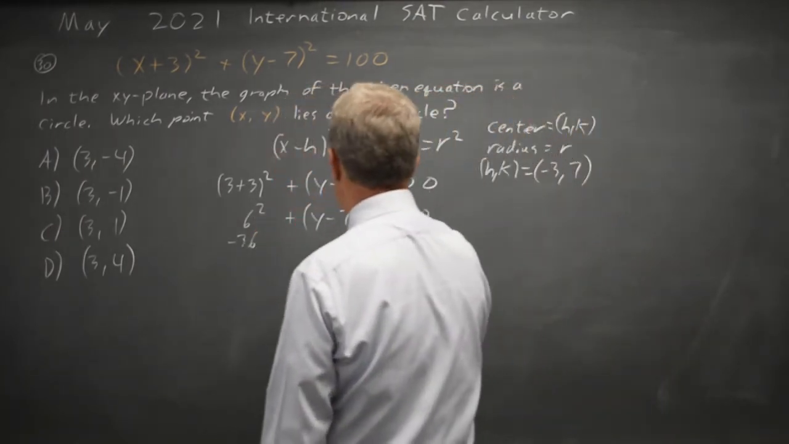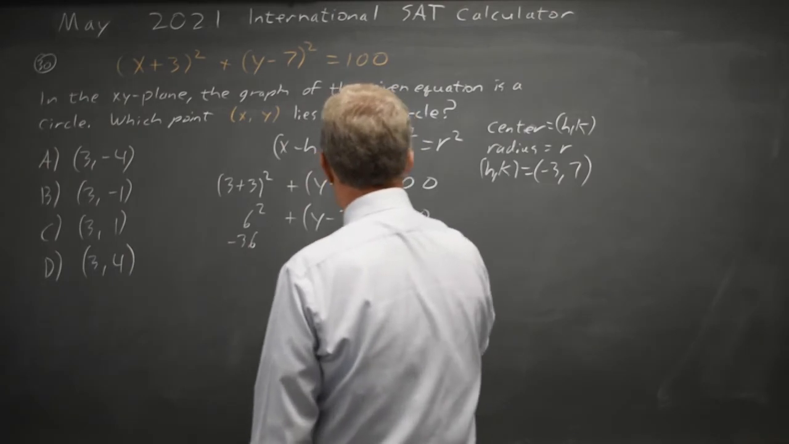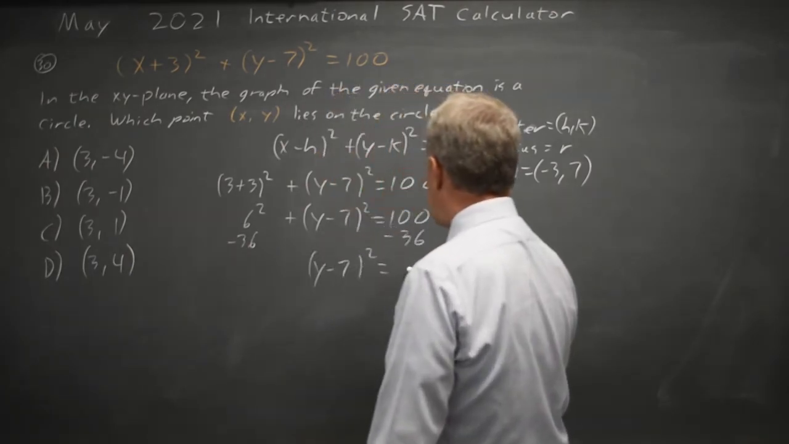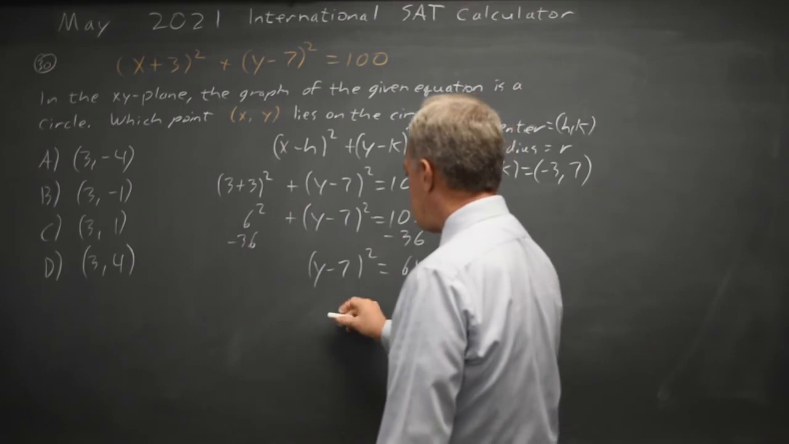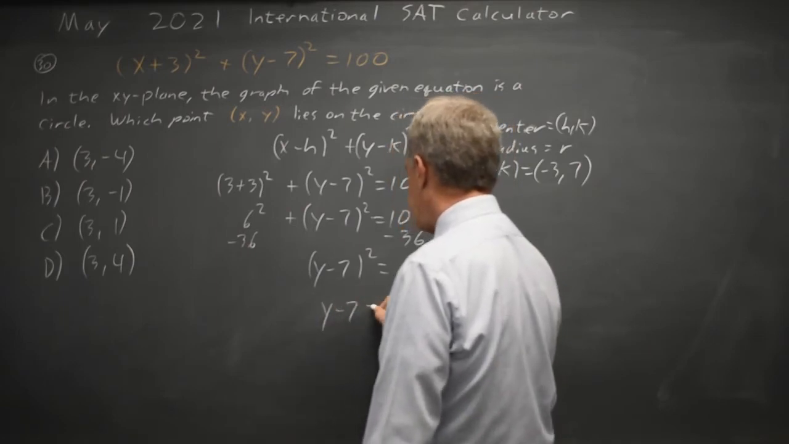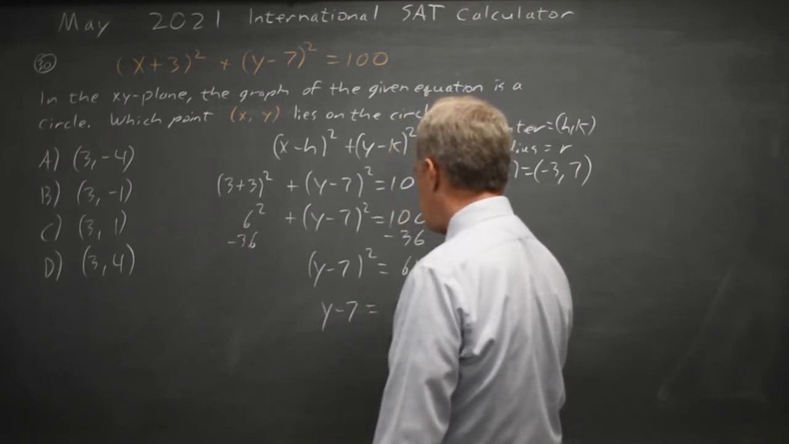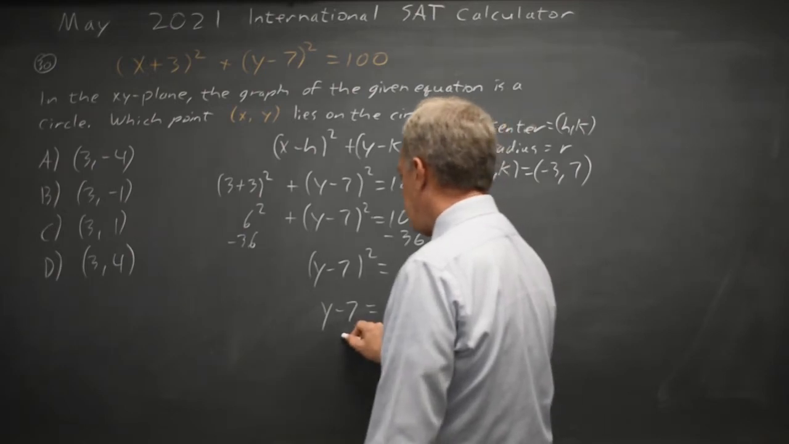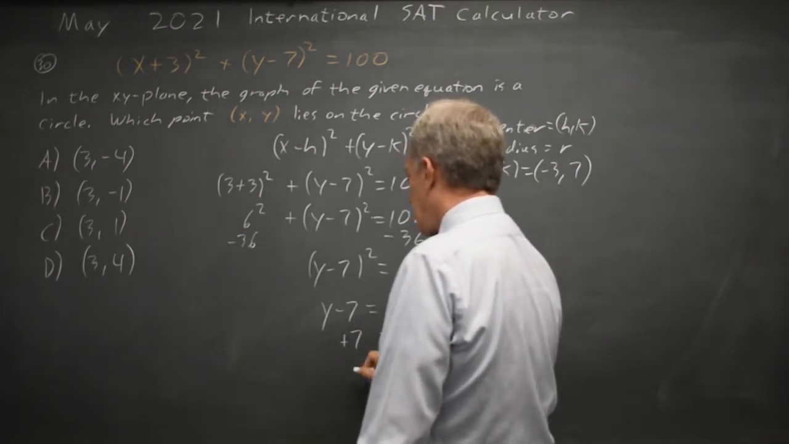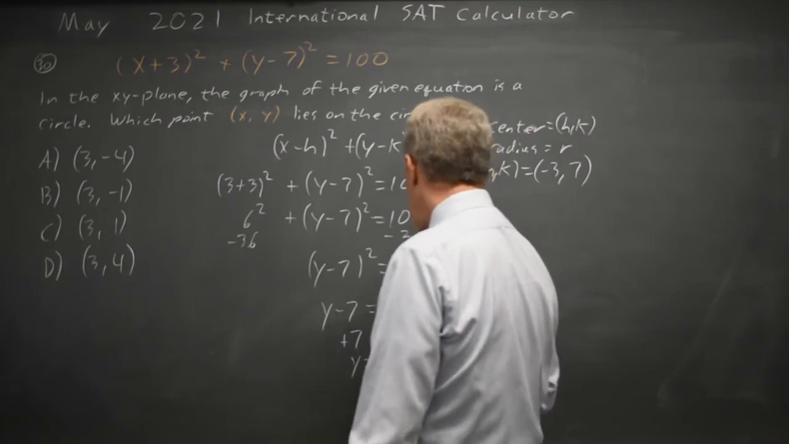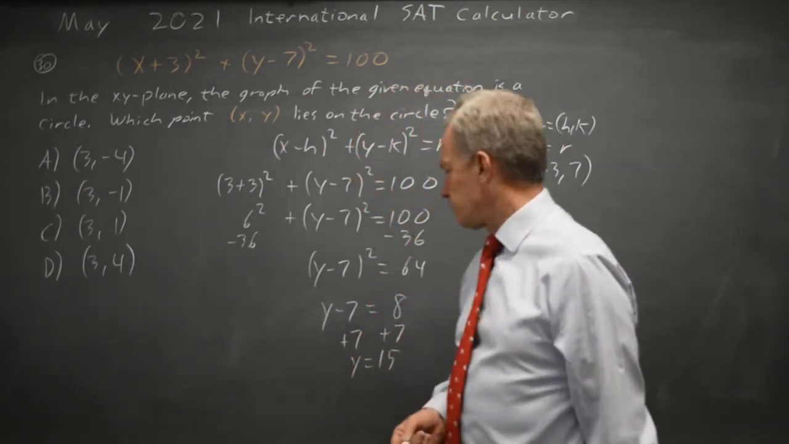36 minus 36 is 0. (y minus 7) squared equals 100 minus 36, which is 64. If I square root both sides, y minus 7 equals the square root of 64, which is 8. If I add 7, I get y equals 15. Oh dear, none of them match.